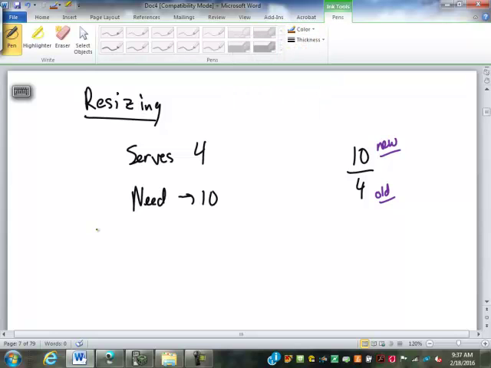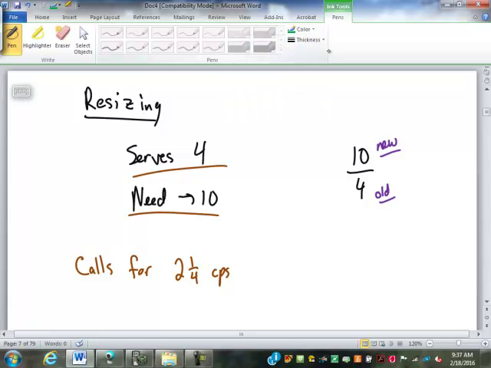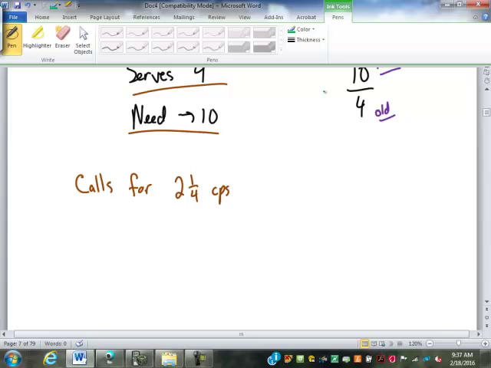So let's say we have a recipe that does serve 4, and we need it to serve 10. And the recipe calls for 2 1/4 cups of a certain ingredient. How much of that ingredient are we going to use? Well, it'll be 2 1/4 times 10 over 4.